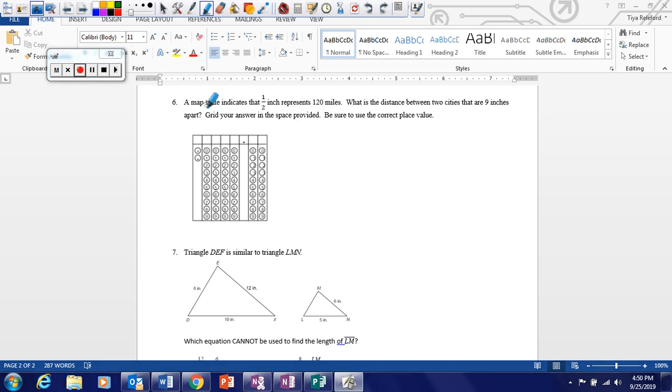A map scale indicates that 1/2 inch represents 120 miles. What is the distance between two cities that are 9 inches apart? Grid your answer in the space provided. Be sure to use the correct place value.